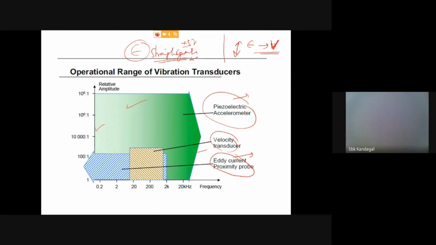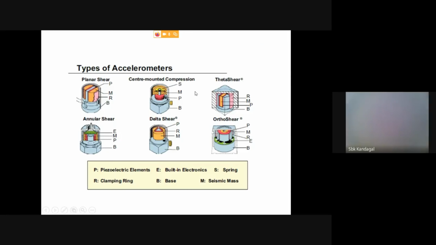Whereas in the case of piezoelectric accelerometers, they are active materials. Any mechanical deformation will generate the strain and the voltage. So that's how it is better to use these accelerometers.